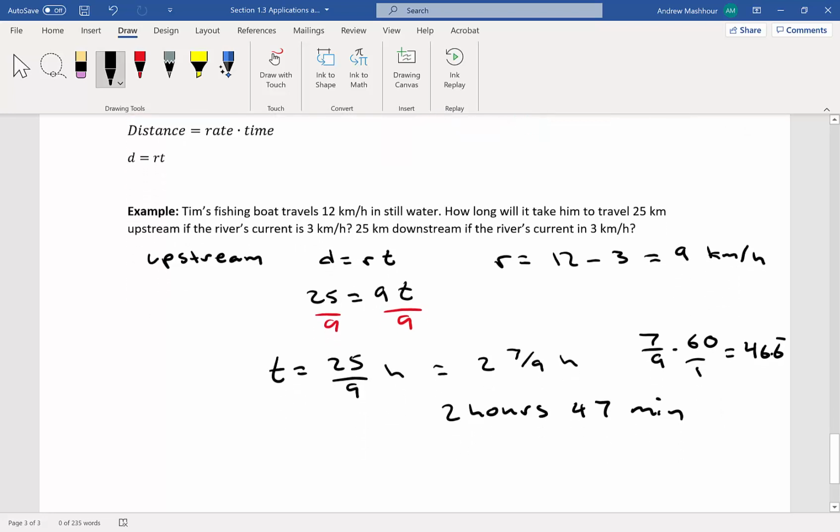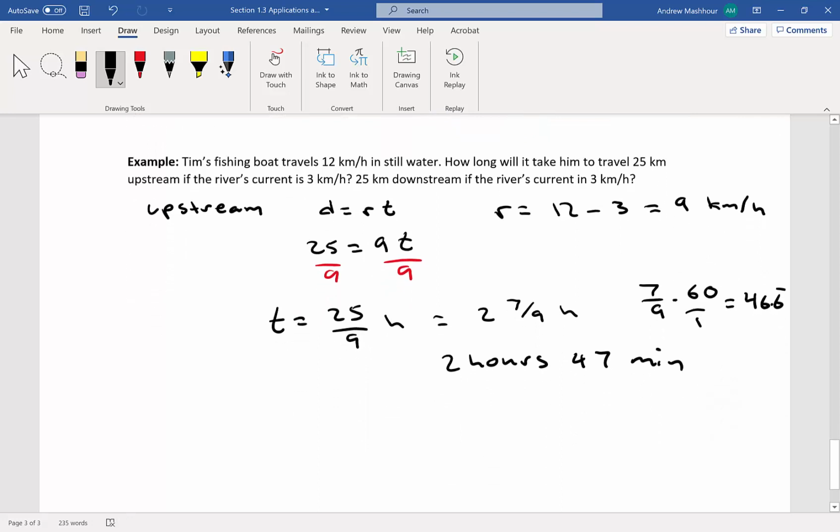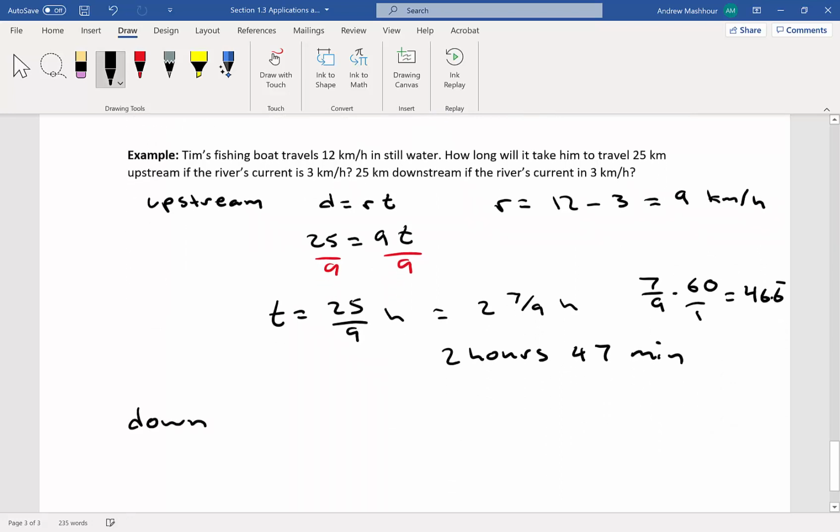So this was if the boat was going upstream. Now if it's going downstream, we're still going to be using d is equal to r times t, but now our rate's going to be a little bit different. Since we're going downstream, this time the current is helping our speed out. So the rate of the boat going downstream would be the 12 kilometers it goes in still water, plus the speed of the current. So we have a rate of 15 kilometers per hour.